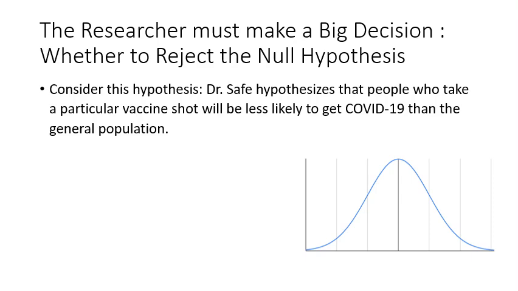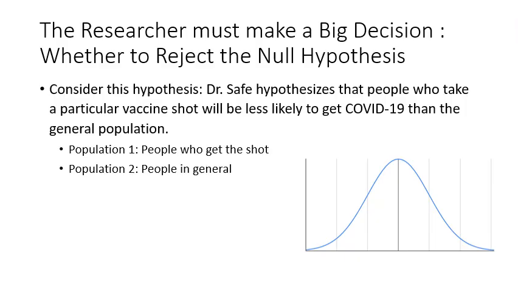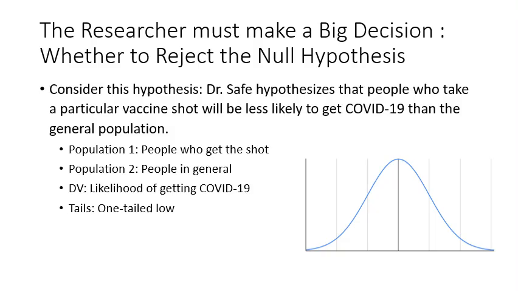So consider the hypothesis. Dr. Safe hypothesizes that people who take a particular vaccine shot will be less likely to get COVID-19 than the general population. So population 1, people who get the shot, are being compared with population 2, people in general. The likelihood of getting COVID-19 is what's being measured for the dependent variable. For the tails, we're looking at a one-tailed low test.